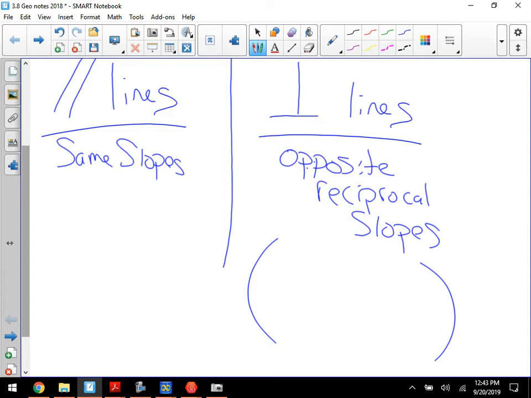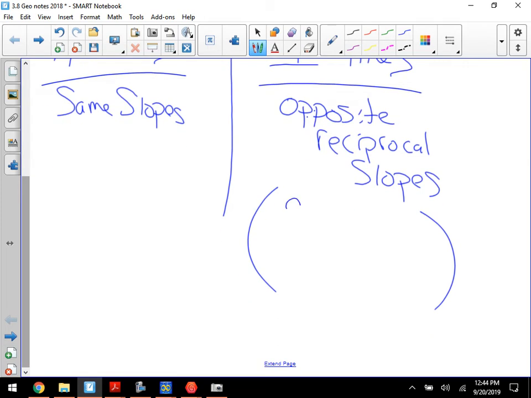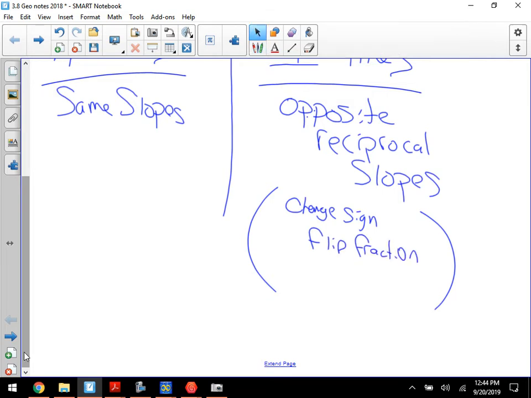Anyway, what we're talking about here are what are called opposite reciprocals. The easiest thing to remember about that, guys, is that it just means change the sign. So if it's negative, it becomes positive. If it's positive, it becomes negative. And then you flip the fraction. That's what that means. Opposite reciprocal means change the sign, flip the fraction. So we'll add to the list of things we've been working with algebraically here: finding slopes, slope-intercept form, point-slope form, and then actually talking about slopes.